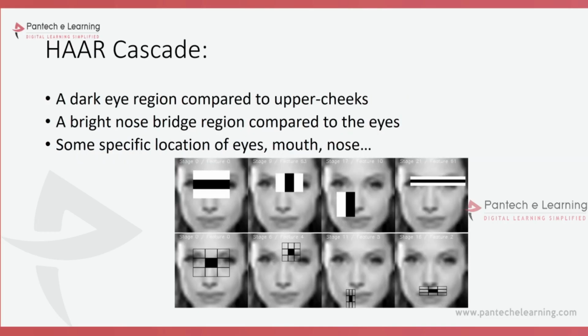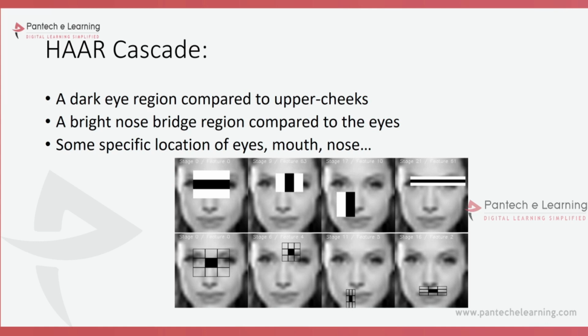So inside this Haar cascade, what are the main highlighted regions? The highlighted regions are nothing but the eye region, upper cheek, nose bridge, and the specific locations of eyes, mouth and nose. And once we are using this vision cascade, it is a particular function which detects the object. And here what is our object? It is nothing but the face.